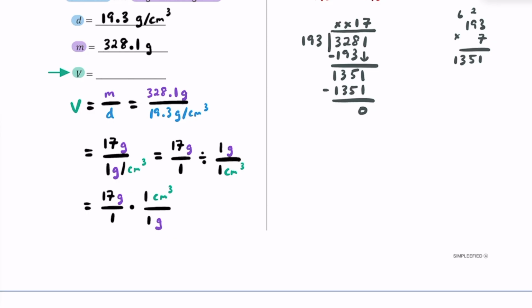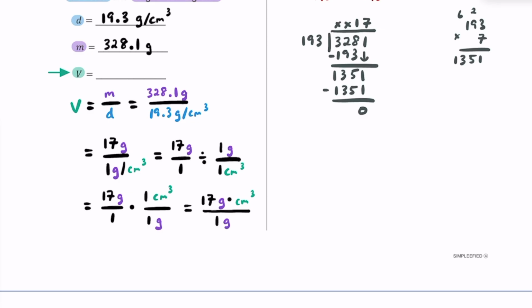All right, so if you just simplify this a little bit here, 17 times 1, that's just going to be 17, as we knew the answer would be. And then for our units here, we have grams multiplied by centimeters cubed. Just put a dot in between to keep it organized. And that's going to be over what? It's going to be over 1 times 1 gram. And that's just going to be 1 gram.